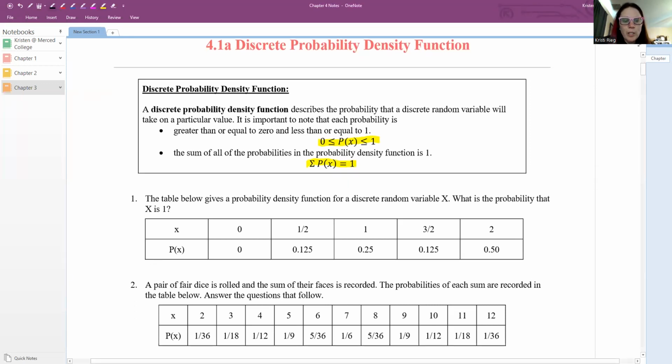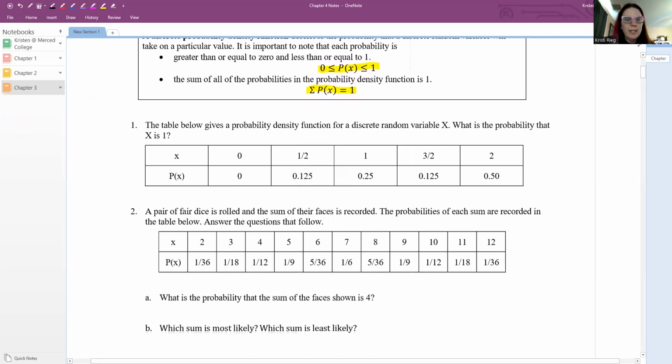Okay, so first question, we have a table right here. This table below gives a probability density function for some discrete random variable x. What is the probability that x is 1? You can see these tables written out sideways, horizontally like we have here, or you'll also see them written vertically up and down. But you'll notice that the row or column, whatever is relevant in that particular problem, one will be headed with x, and the other one will be headed with the probability of x.